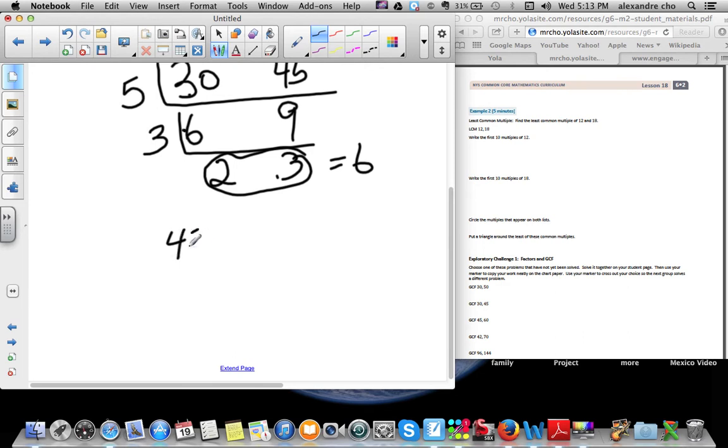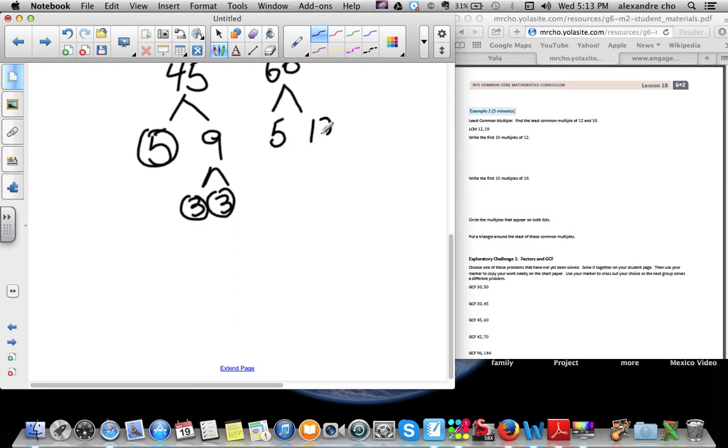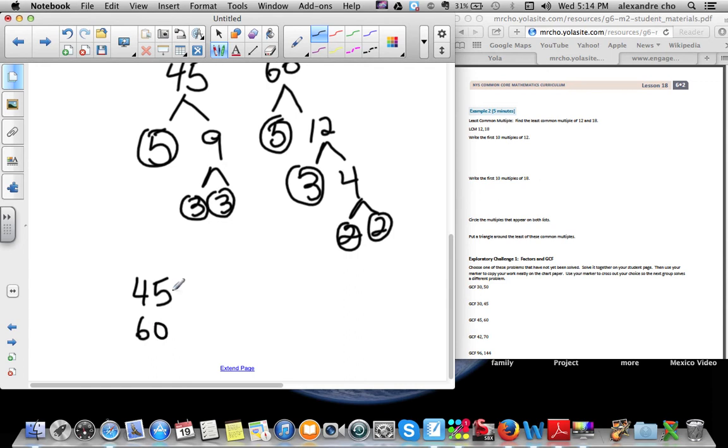Next, 45 and 60, and we're going to do this via prime factorization. 45 is 5 and 9. This is 3 and 3. Circle, circle, circle. 60 is 5 and 12. It doesn't matter which two factors you pick. It will always end up the same. 3 and 4, 3 circles. 2 and 2.